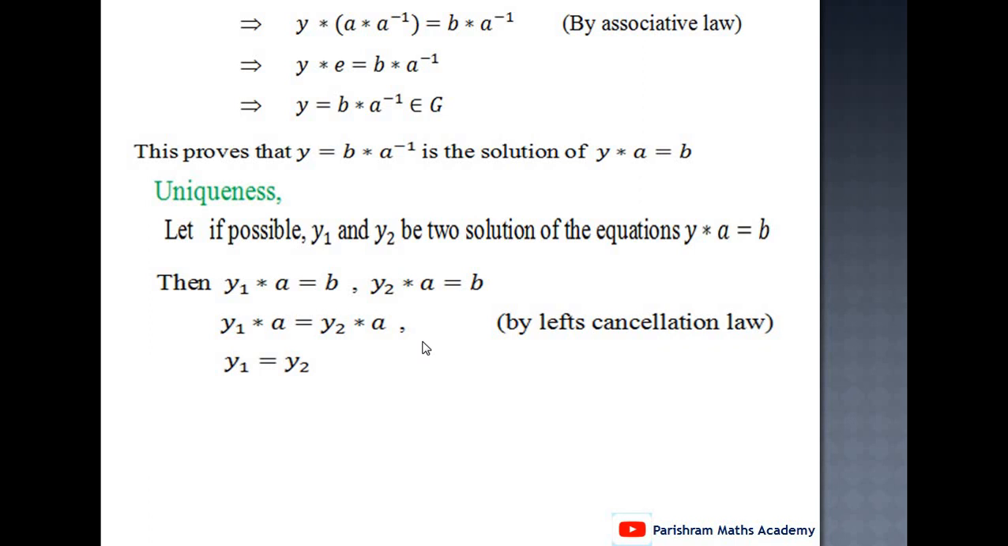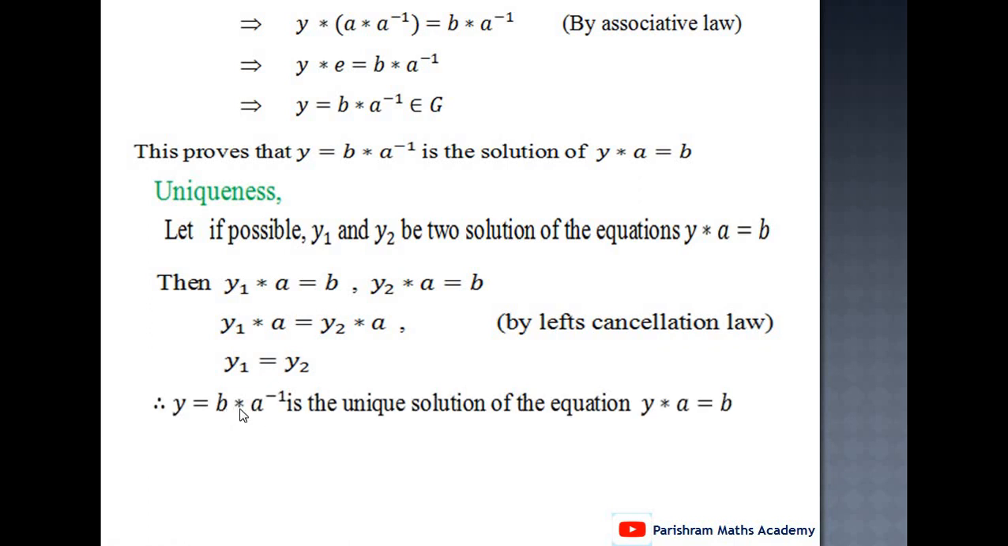Now G is a group, therefore the cancellation law is satisfied. Therefore here right cancellation, not left cancellation. By right cancellation law, we get y1 equal to y2. And therefore, if y1 and y2 are two solutions of the equation y star a equal to b, then the solution is unique. It means y1 equal to y2. And therefore, y equal to b star a inverse is the unique solution of the equation y star a equal to b. It means the equation has a unique solution. These are properties of group.